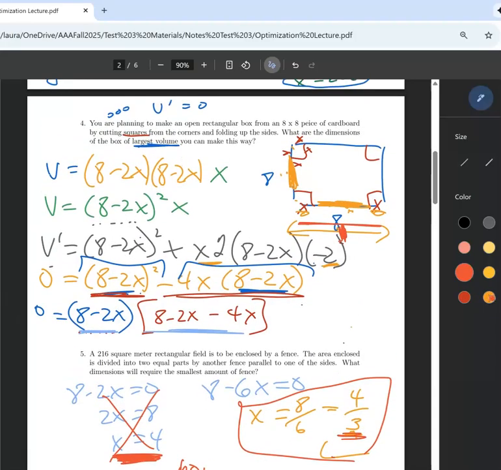So this answer gets eliminated, and this is the only value of x that I can turn up the sides. So what are the dimensions of the box? So the x would be 4/3, and then the length and width, so let's say L and W will be 8 minus 2 times 4/3, right? 8 minus 2, the two x's. So that would be the other dimension.